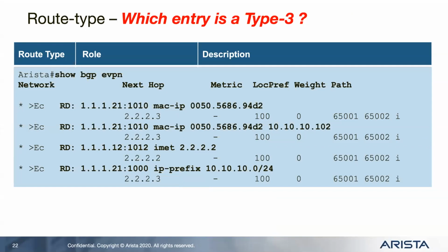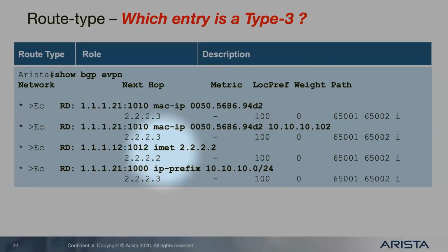Likewise, where's the route type 3? I went through it, but route type 3 is used for advertising the membership, and that's this IMET here. So what we advertise is the source VTEP, and we also advertise a membership to a specific VNI.